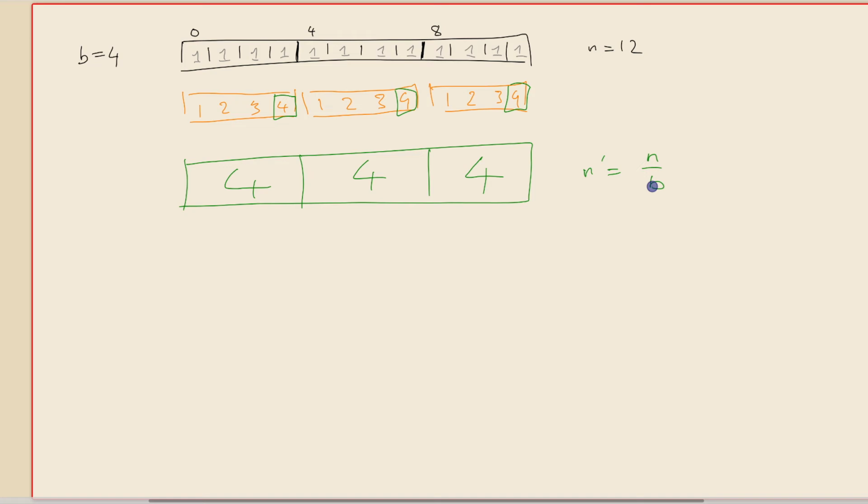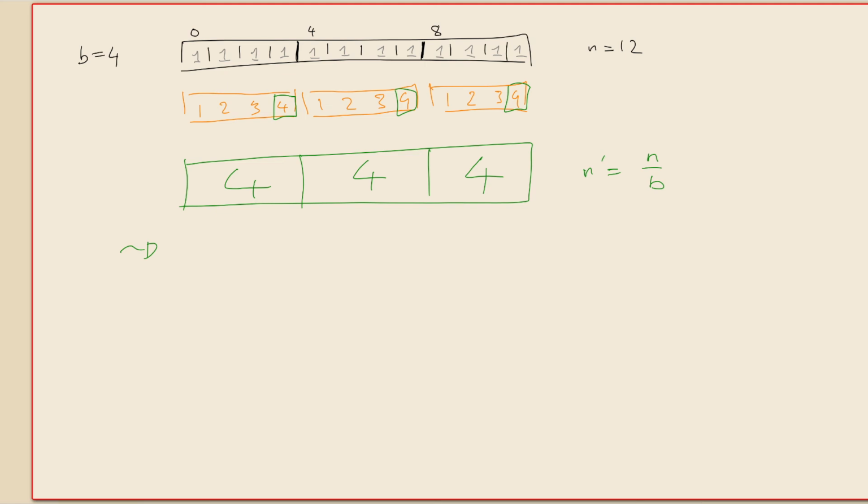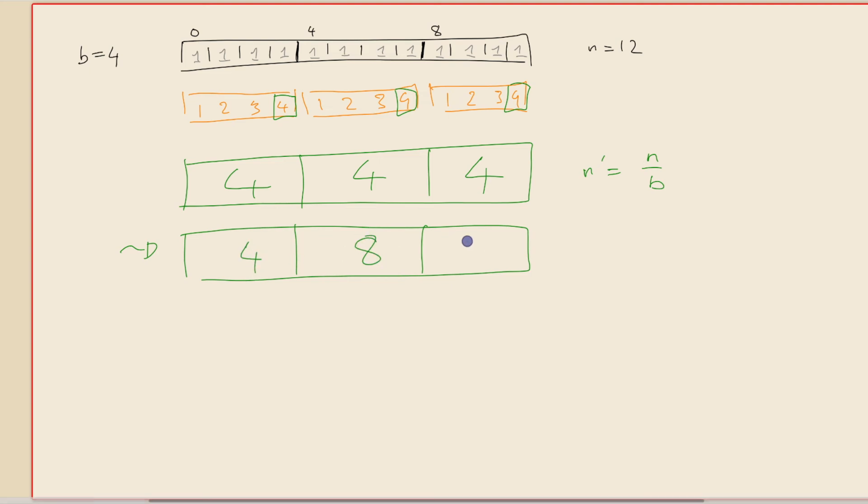And then this step is computing the prefix sums of this green array. Remember, that's what it says here. You take all those and you compute their prefix sums, but using the work inefficient algorithm. So we'll have to see in the analysis how good that is. For the example though, it's simple. It's just 4, 8, 12.